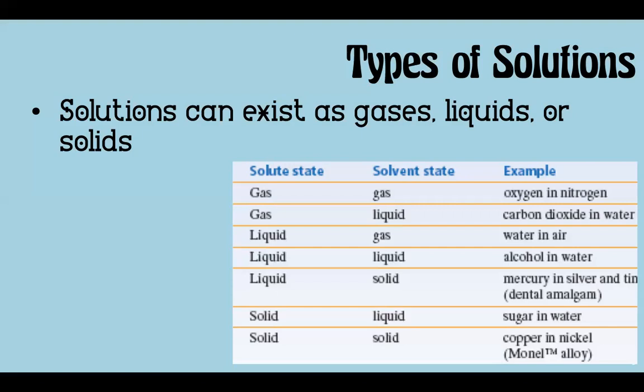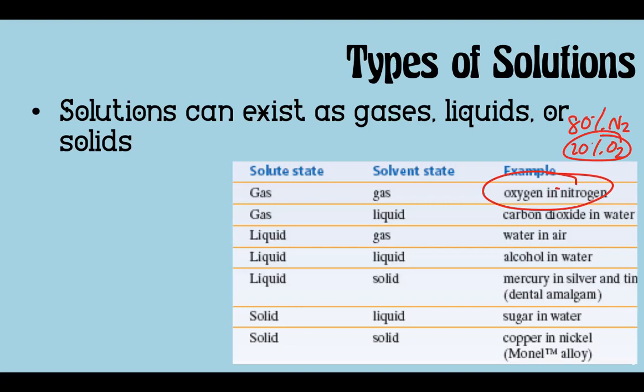So just examples, if both solute and solvent are gases, an example of that is basically air. So air is made of roughly 80% nitrogen, 20% oxygen. So that means that oxygen is the solute. It is dissolved in the nitrogen, and both of them are gases.